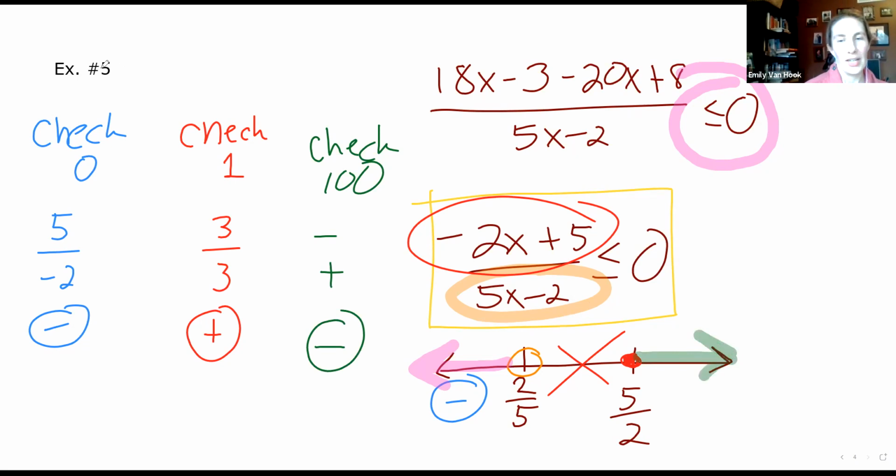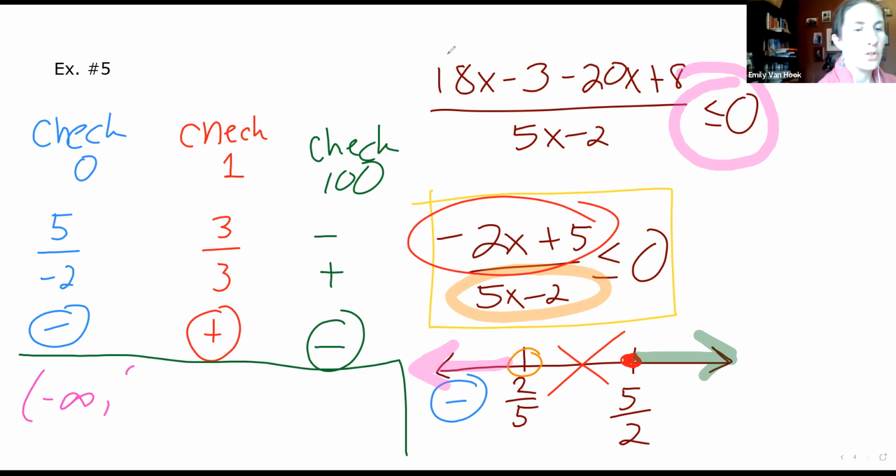So there's our alternating intervals. So here's our final solution set. Notice where we have an open circle versus a closed circle. That's going to affect our solution set, whether we use a square bracket or parentheses. So here's our solution set starting on the left.